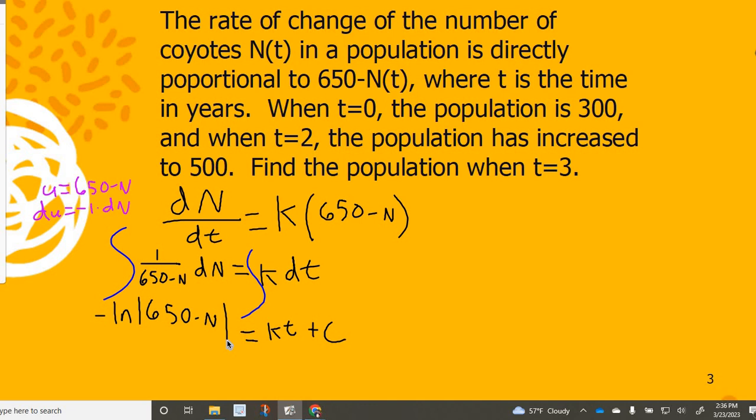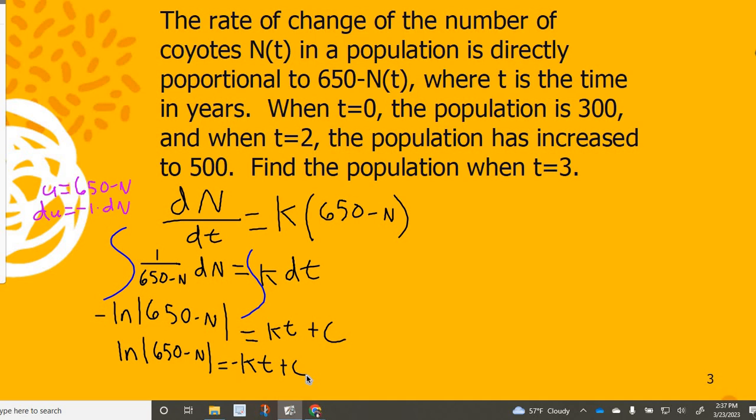Alright, so now what do I need to solve for? We want to solve for n. Okay, so what would I do first? We need to exponentiate this, but we can't exponentiate it until it is by itself. So we would get negative kt plus c. C is just a constant, so even if I throw a negative on it, it's still just a constant, so that's alright.